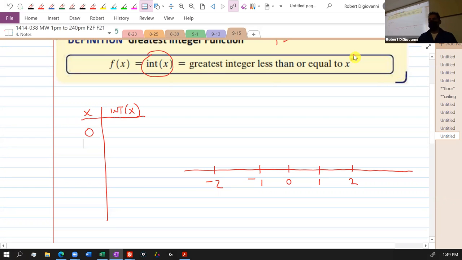Which one is it? Negative 1 or 0? What's the greatest integer less than or equal to 0? 0, right? Because 0 itself is an integer. Makes sense? So it returned to us 0.